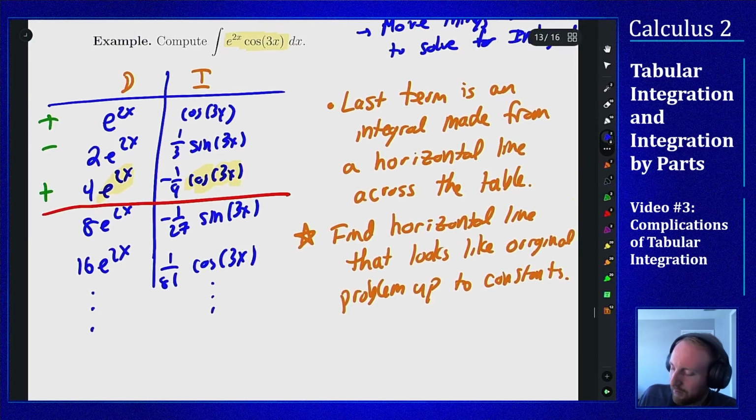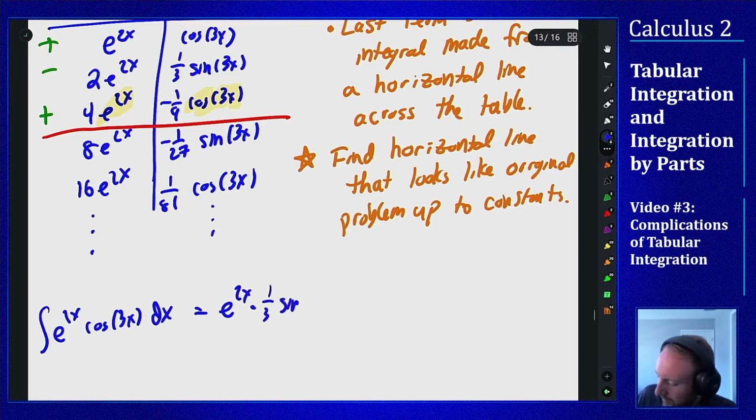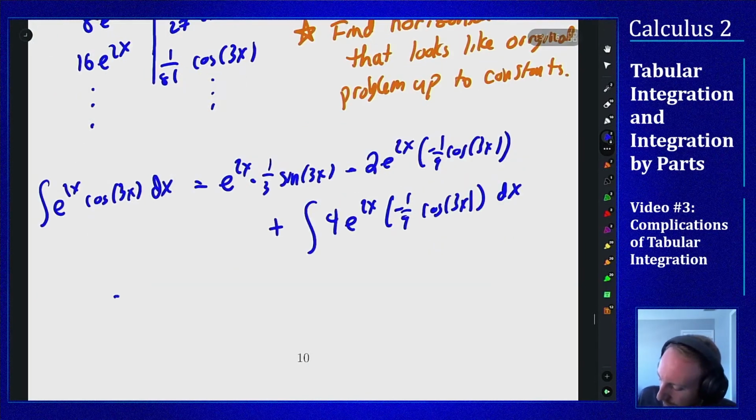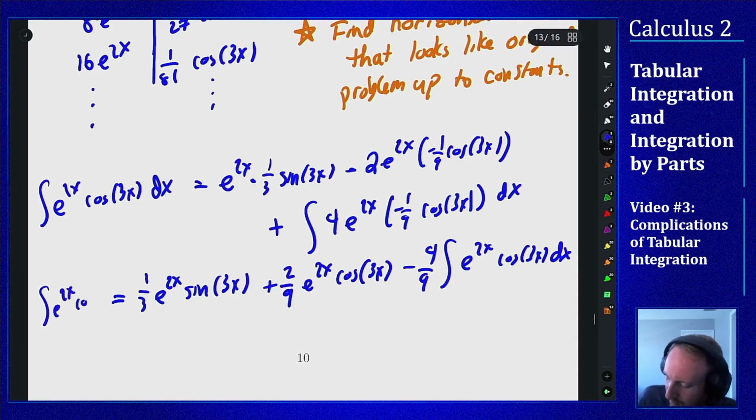Based on tabular integration, the integral of e to the 2x cosine of 3x dx equals the first term, e to the 2x times 1/3 sine of 3x, minus the second term, 2e to the 2x times negative 1/9 cosine of 3x, and then plus the integral from this last row, 4e to the 2x times negative 1/9 cosine of 3x dx. If I collect my terms a little bit, I will see this looking like 1/3 e to the 2x sine of 3x, plus 2/9 e to the 2x cosine of 3x, and then minus 4/9 integral of e to the 2x cosine of 3x dx. And that equals the integral of e to the 2x cosine of 3x dx.